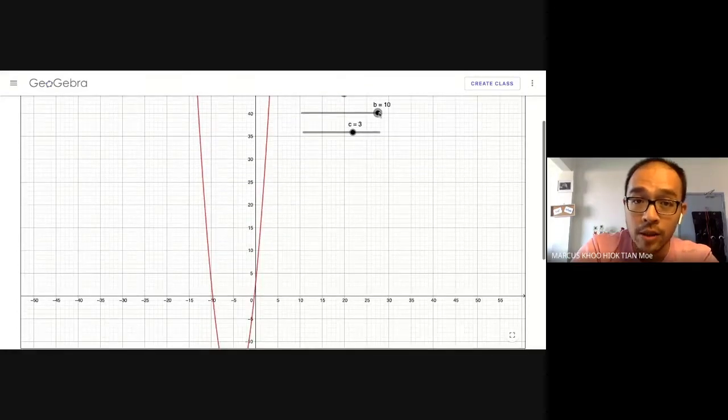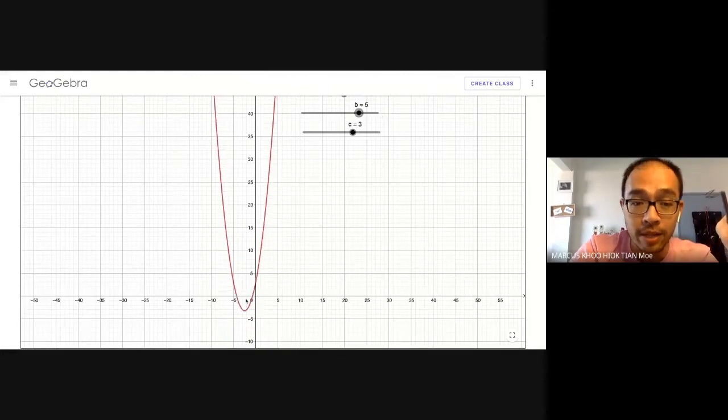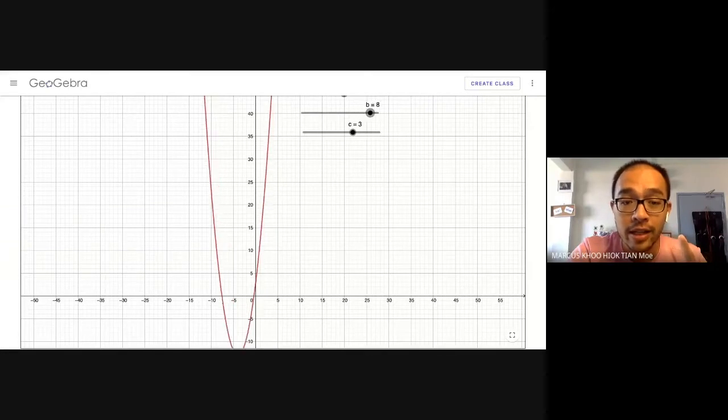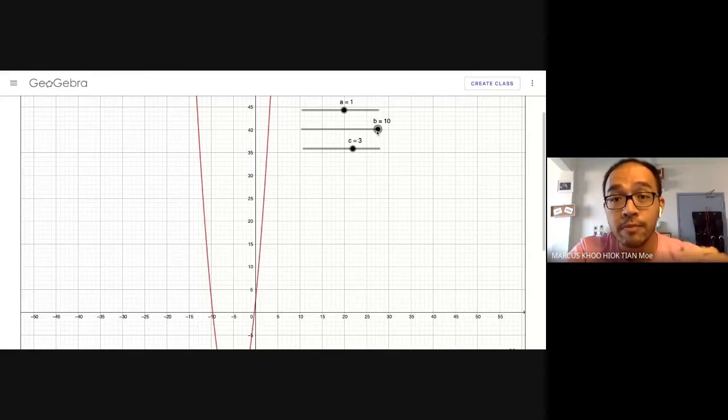Tetapi bukan saja itu tau, take a look properly and see. Look at the minimum value. This is the minimum value lah, the point yang paling bawah. Kau tengok, dia akan menjadi bukan saja lebih ke kiri, dia akan jadi makin ke bawah. That's a very important point.